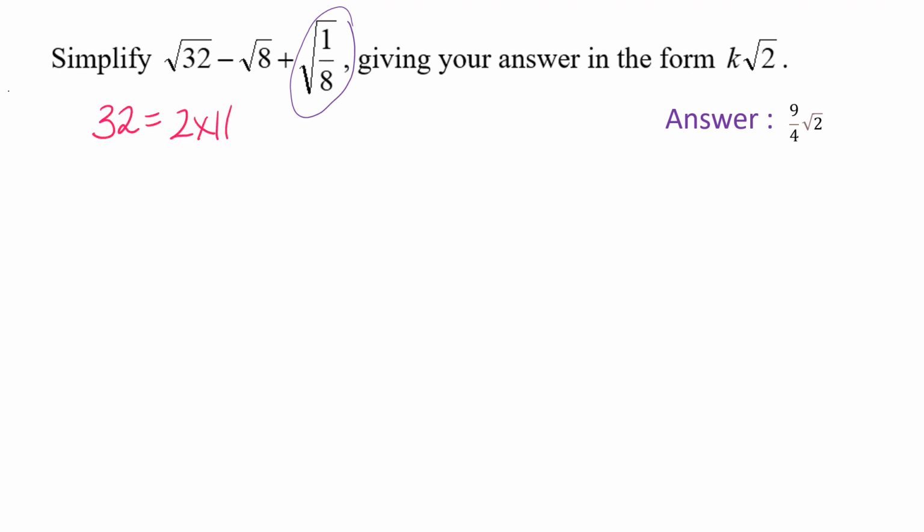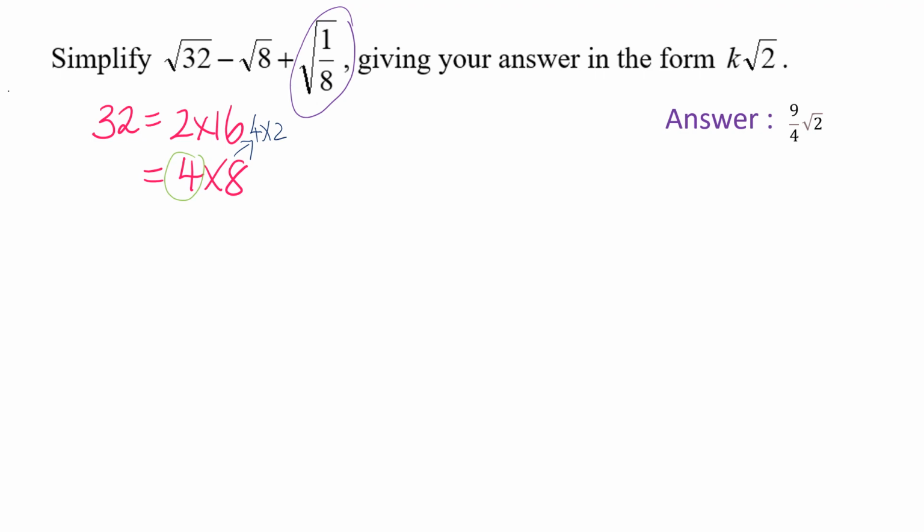So 32, you can have 2 times 16, and that's perfect because 16 is a perfect square, so you can just stop there. And of course, yes, you also can have 4 times 8, but we're not going to do that. Why not? Some of you will say that 4 is a perfect square. Yes, 4 is a perfect square, but we don't want to choose this because then you need to simplify 8 again as 4 times 2.